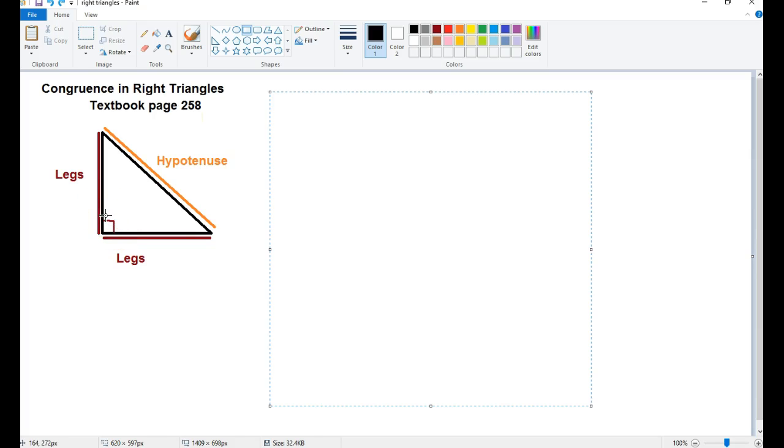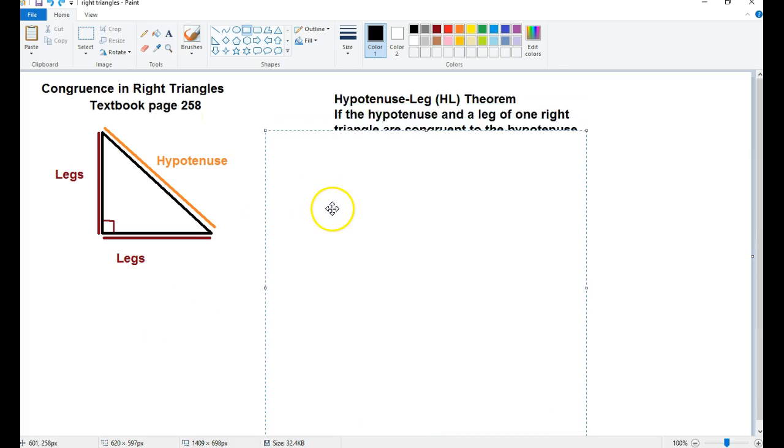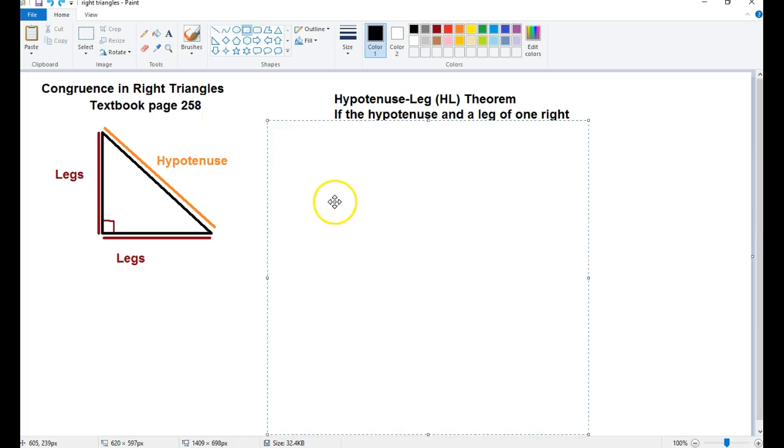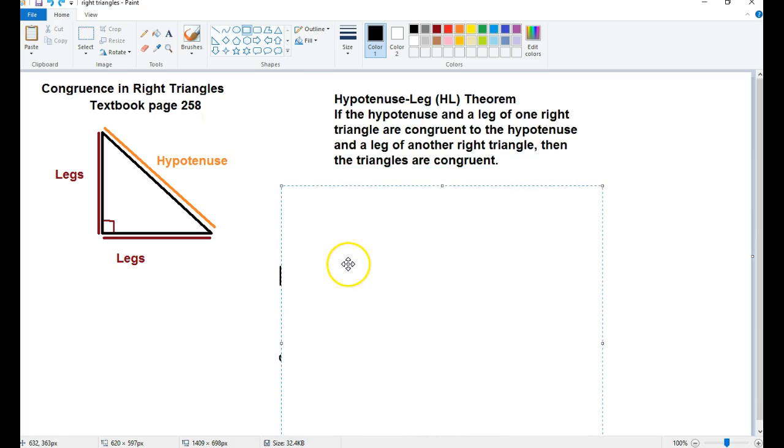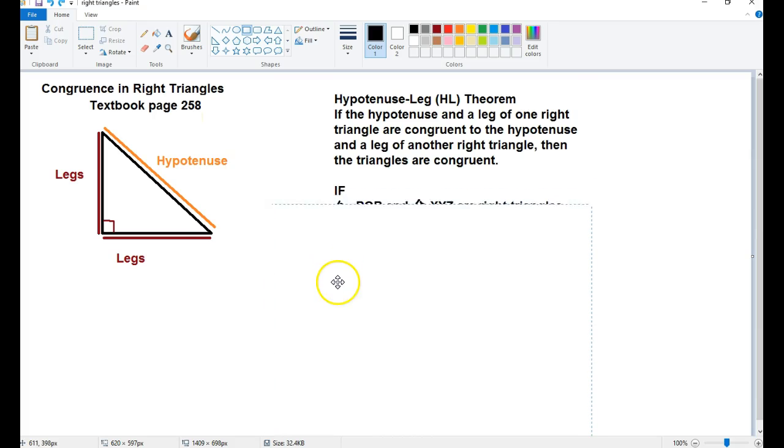There's one theorem we're going to be working with, and that is called the hypotenuse leg theorem. The hypotenuse leg theorem says if the hypotenuse and leg of one right triangle is congruent to the hypotenuse and leg from another right triangle, then the two triangles are congruent.